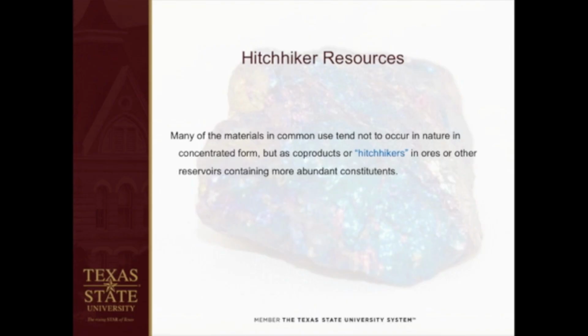So the next thing is, not all of the stuff that we need, like cadmium or zinc or copper, is available in nature in a bulk form. Some of these materials appear as co-products, or what you'd call a hitchhiker, along with more abundant materials. So it's much like thumbing a ride. You're riding in somebody else's car, so some elements don't occur in nature in a bulk form. They occur with a more abundant material.